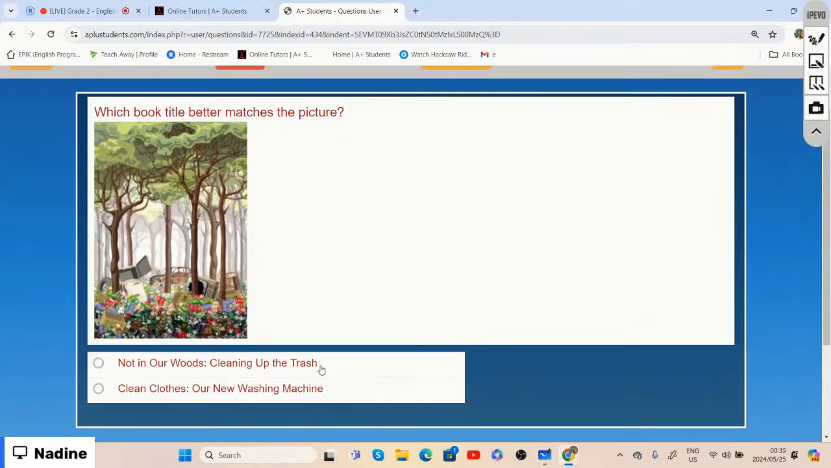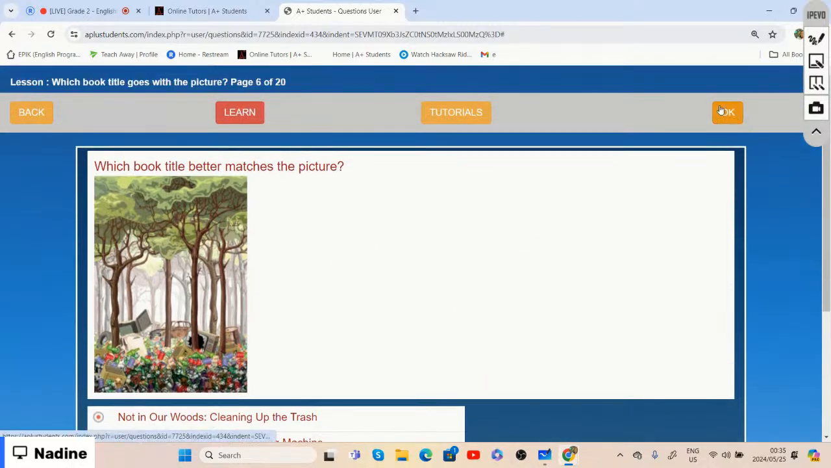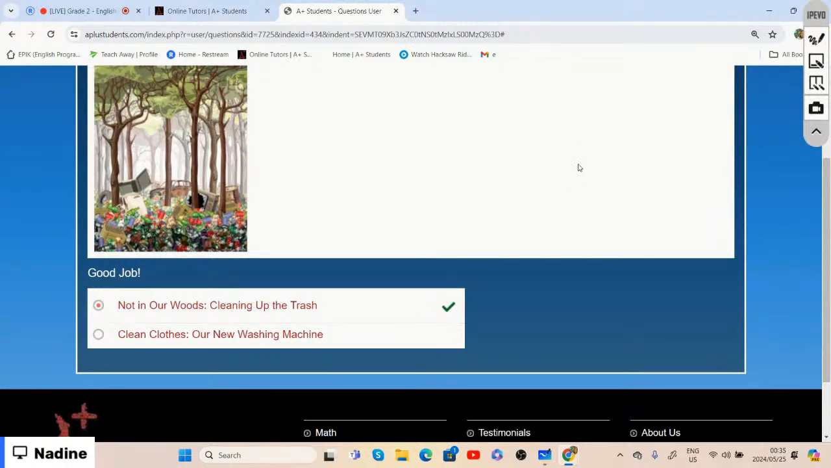All right, so we're going with option one. Because remember, we see like a lot of, it looks like there's bottles or something, and cars and TVs and stuff that people are dumping, right? So it's trash that people are dumping. So, which means that they are actually cleaning up the trash. It's not to do with clothes, right? So, well done.